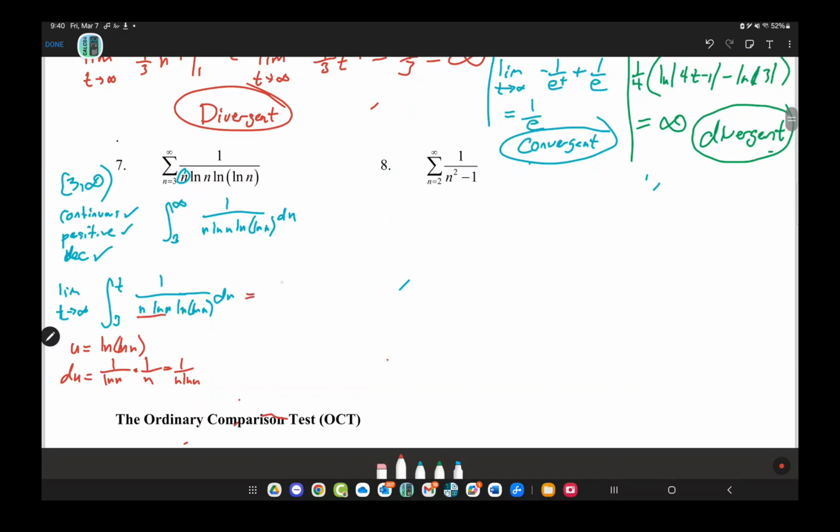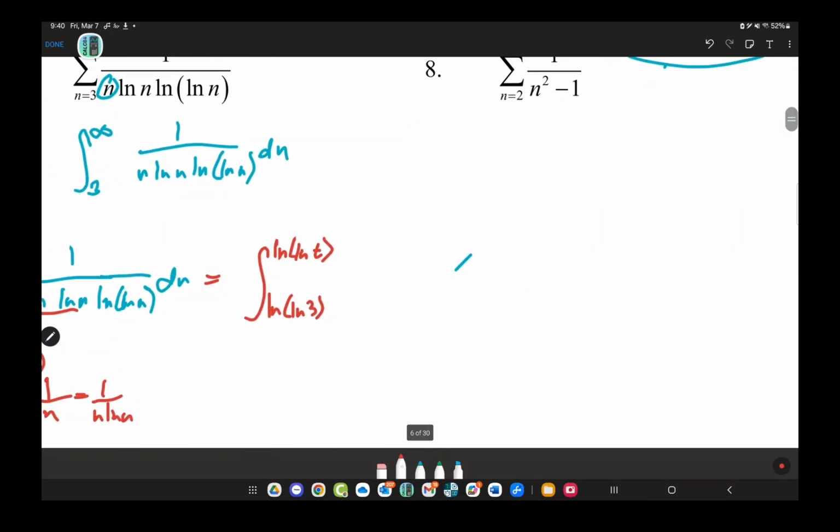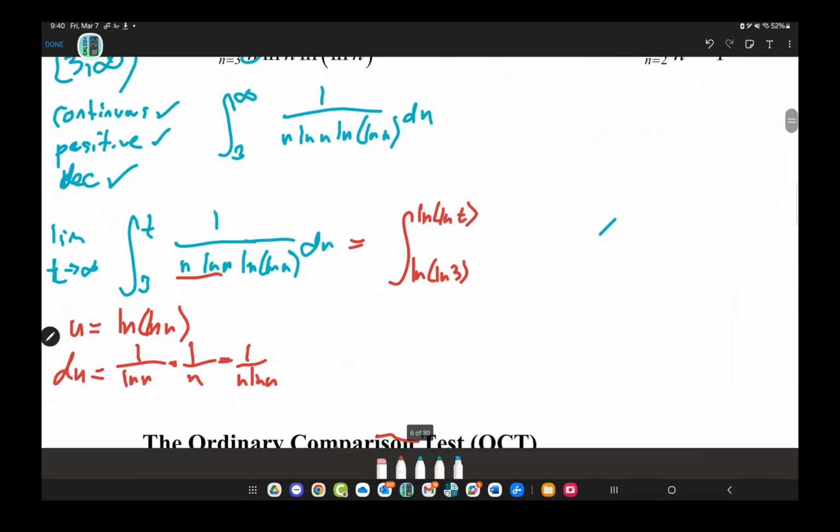This becomes the integral from 3. Now we do want to plug in our bounds through the substitution as well. So we are going to write the bounds now as the natural log of the natural log of 3 and the natural log of the natural log of t. The natural log of infinity is still infinity, so that's fair. And we're still taking the limit as t goes to infinity of 1 over u.